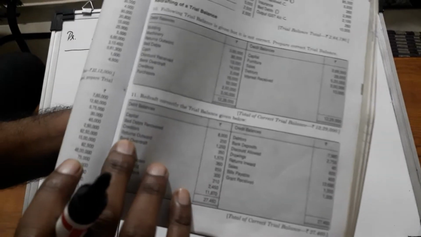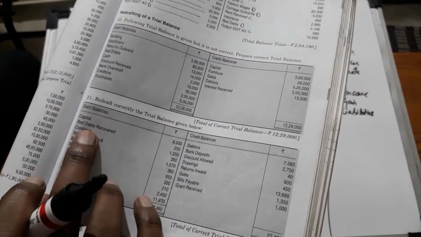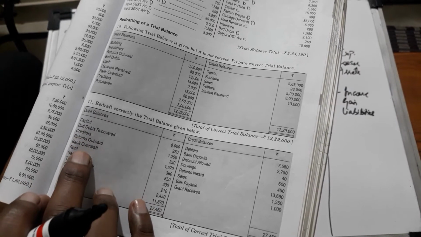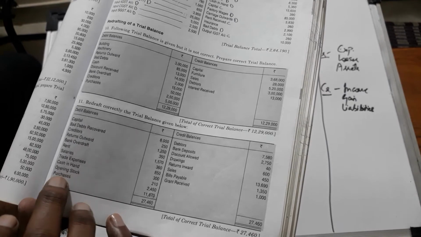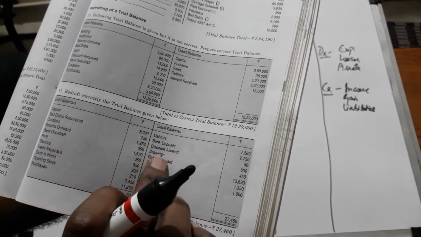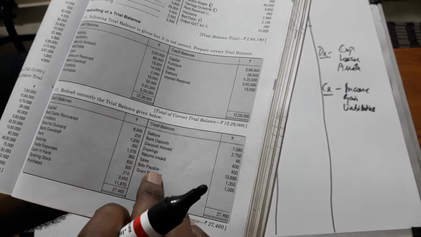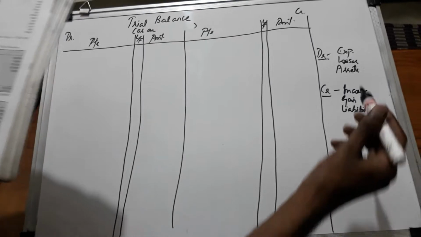And our question is: capital, bad debts recovered, creditors, return outward, bank overdraft, rent, salaries, trade expenses, cash in hand, opening stock, purchases, debtors, bank deposits, discount allowed, drawings, return inward, sales, bills payable and grant received. We just have to follow the rules.